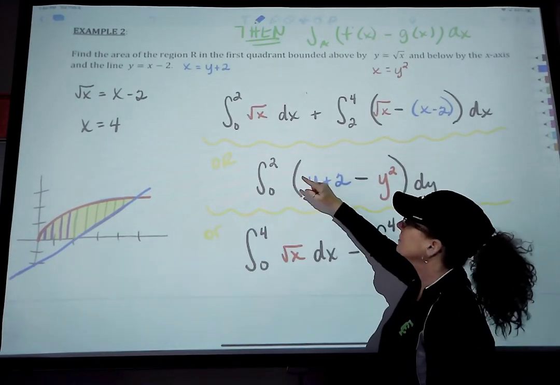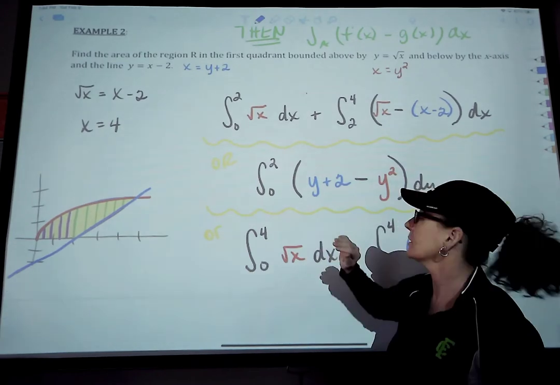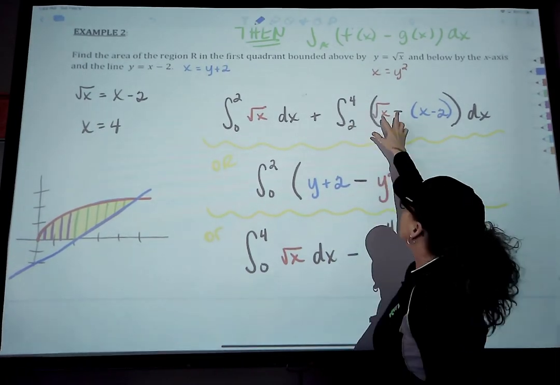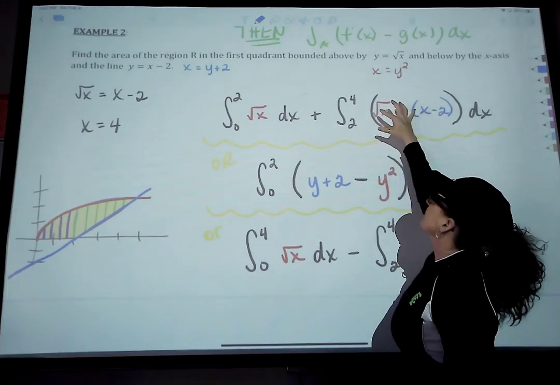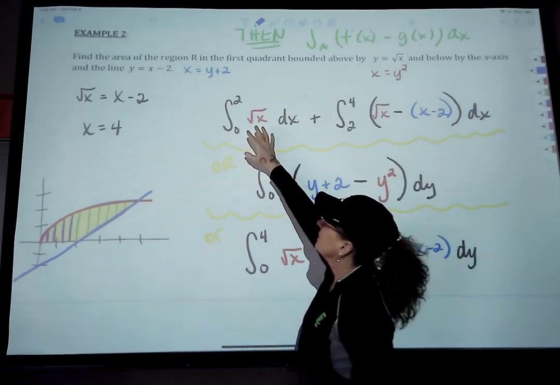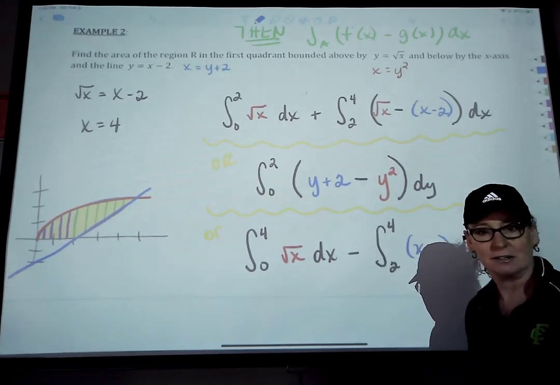Plus, pick up at 2 and go to 4. Okay, my drawing is terrible. Pick up at 2 and go to 4 and do root function minus line. These are x's, this is dx. Make sure it all matches.